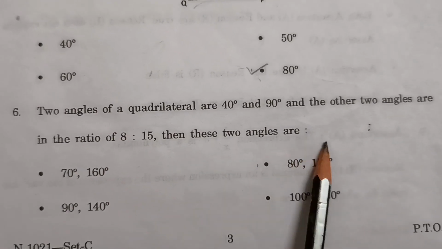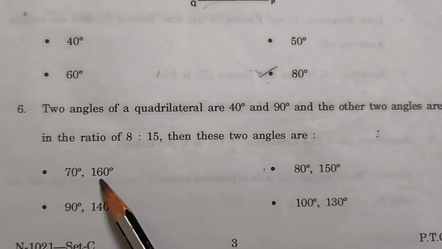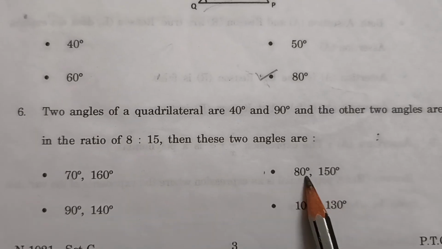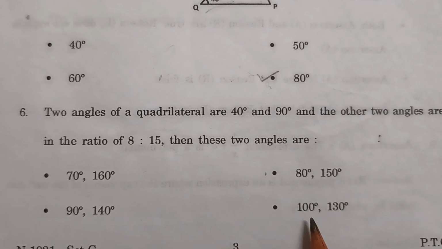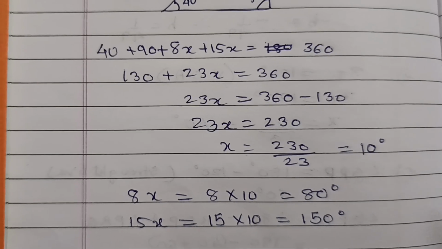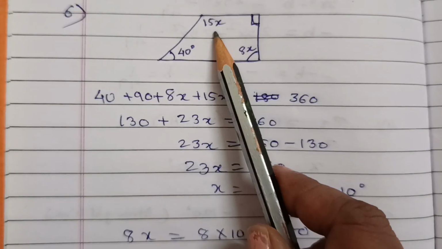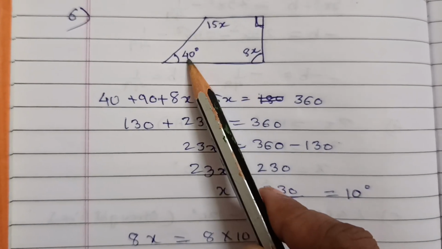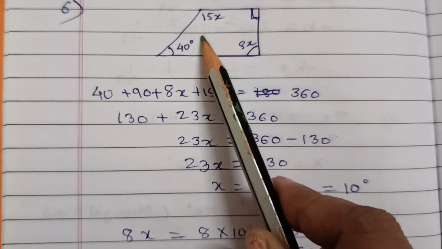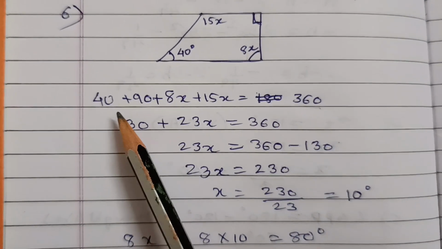Then these two angles are, options are 70 degree, 160 degree, 90 degree, 140 degree, 80 degree, 150 degree, 100 degree, 130 degree. We can solve this as, draw figure first, 15x, 8x and this is 40 degree, this is 90 degree. So sum of the angles of the quadrilateral is 360 degree.